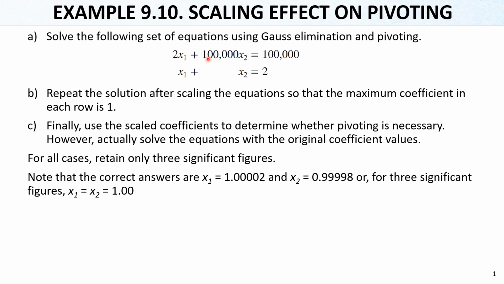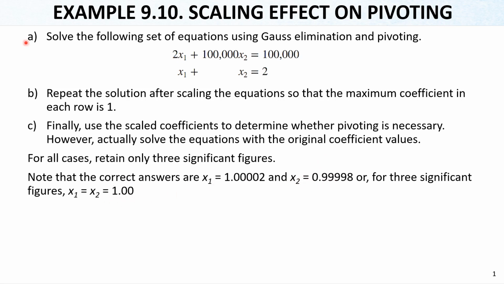We need to have this to be 1. Finally, use the scaled coefficients to determine whether pivoting is necessary. However, actually solve the equation with the original coefficient values. So for all cases, we will retain 3 significant figures. The correct answers are these. But for 3 significant figures, of course, this is just 1.00. And x2 is, again, not 0.99, but we have to round it to 1.00.